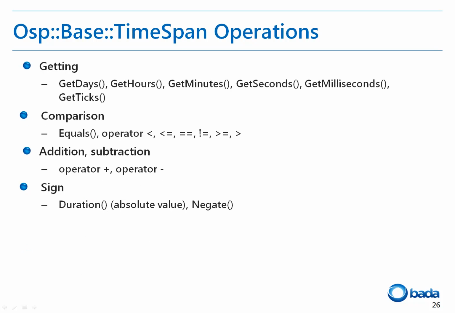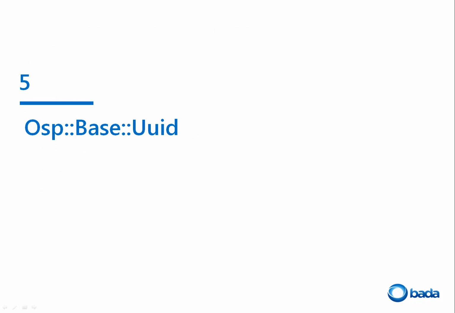The time span class provides functions to represent a time span in days, hours, minutes, and seconds. Functions and operators to compare two time span values are also available. And of course, you can add or subtract time span values. Additionally, a duration function to get absolute values from a time span value and the negate function to negate a time span value are provided. In the next slide, I'll explain the UUID class.